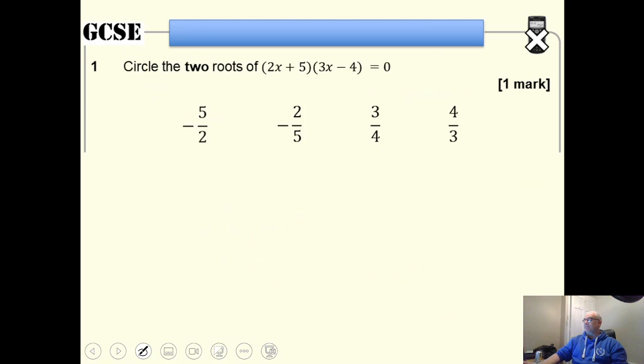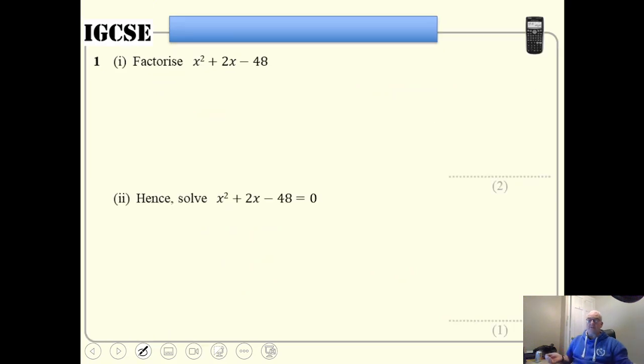Let's have a look at the next one. If you want to pause the video and have a go, we'll then go through the answers. Okay, let's have a go through the answers then. So, there's my set of brackets to put it into.